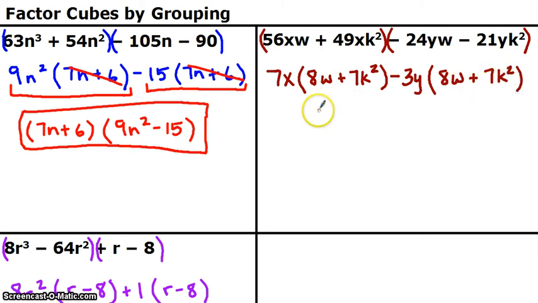The 2 things in the parentheses are exactly the same. That's exactly what we wanted. And then the 2 things left over make up our second factor, 7x minus 3y.